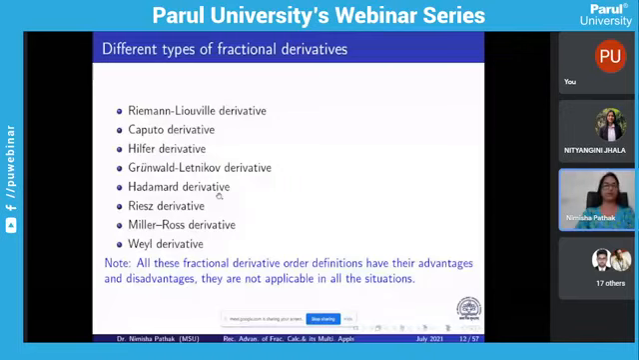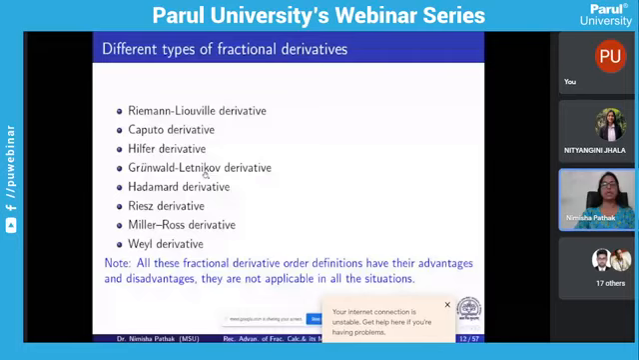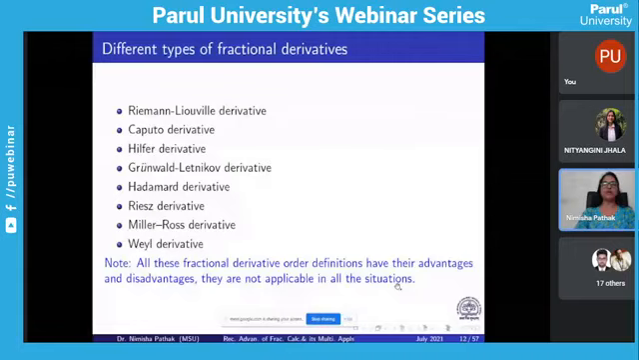It is important to note that all these fractional derivative definitions have their advantages and disadvantages. For this reason, they are not applicable in all situations. In different situations, we can deal with different fractional derivatives.